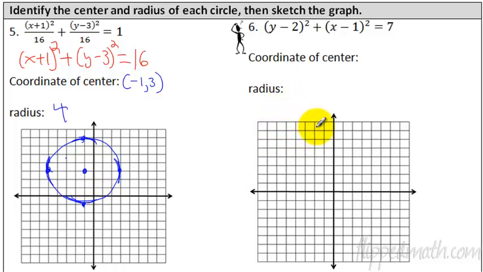Okay, pause the video. Number 6, real simple. Do this one. Center, radius, sketch the graph.